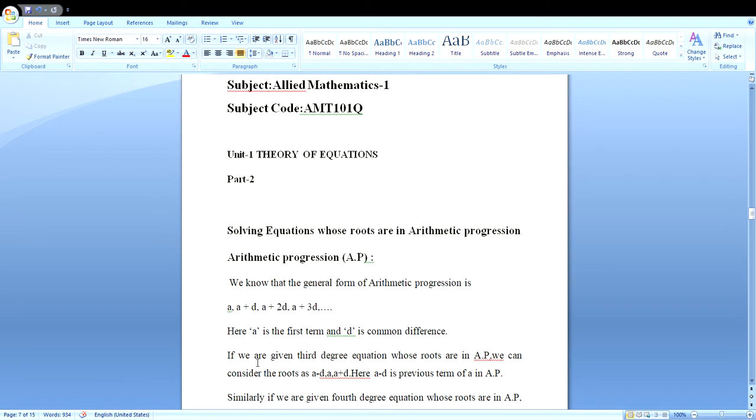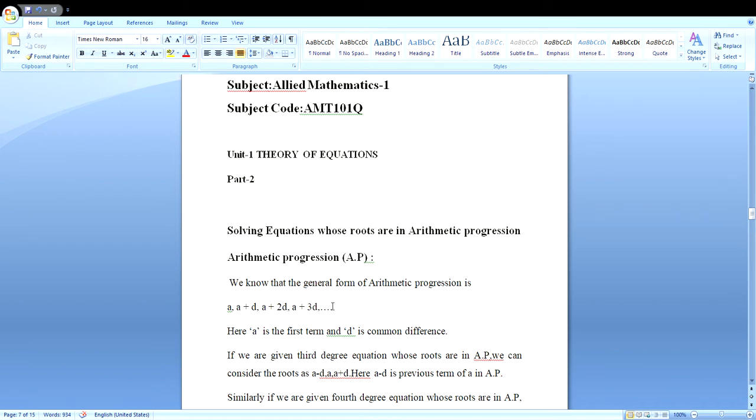Here I am going to present a video on solving equations whose roots are in arithmetic progression. It comes under the topic Theory of Equations, Part 2.